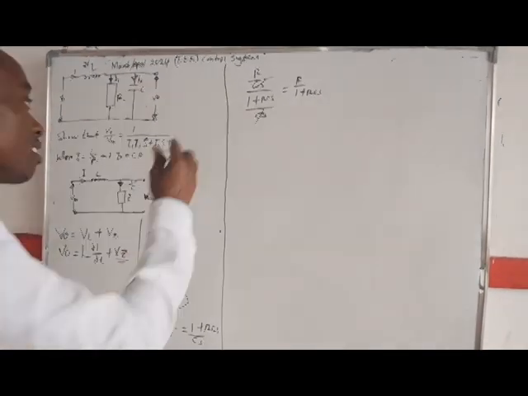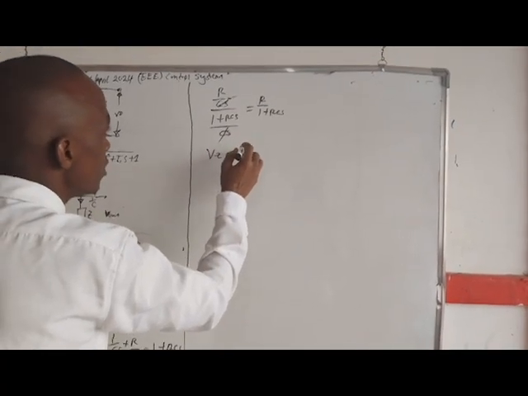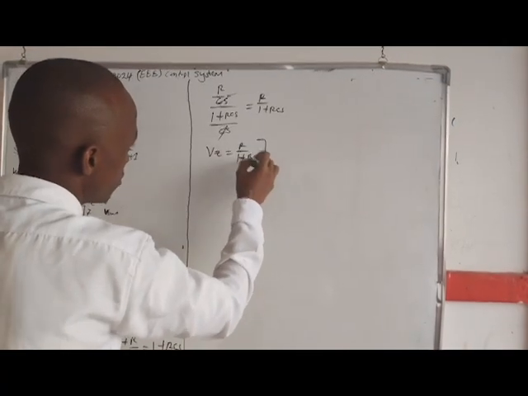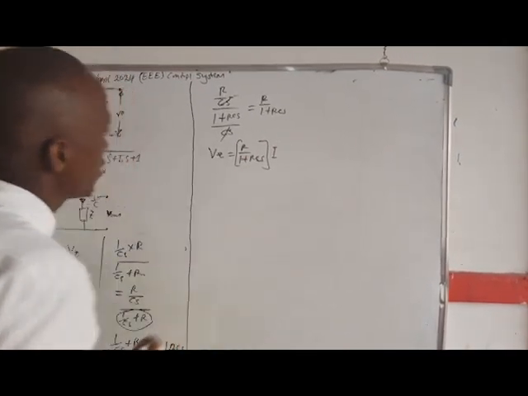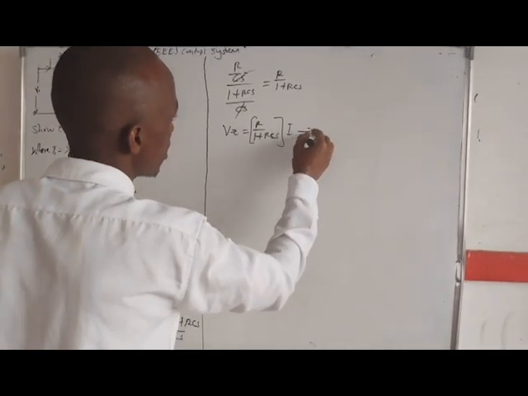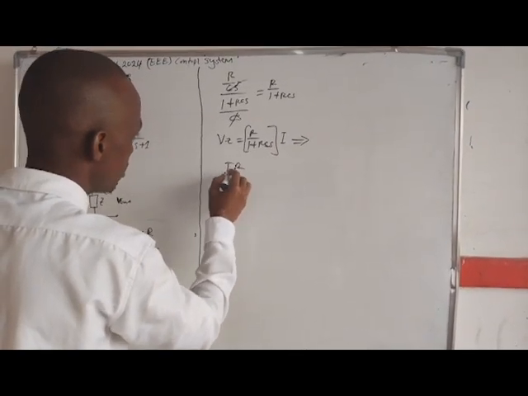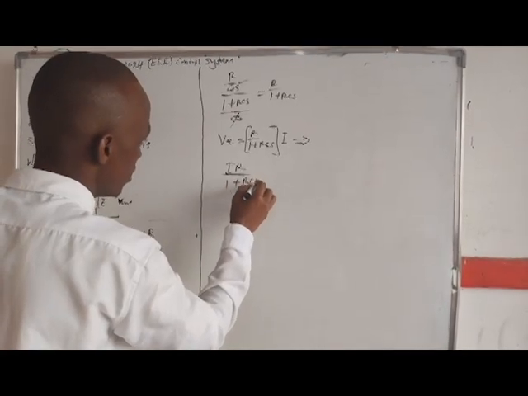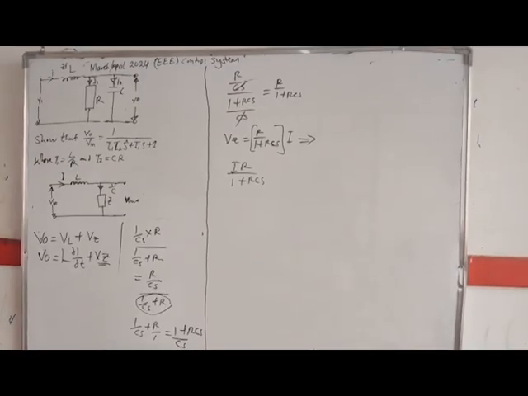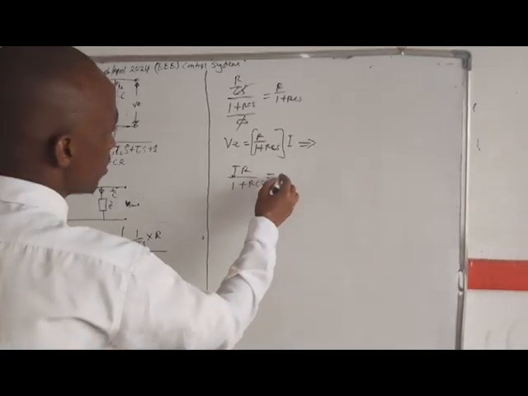Now, for us to get VZ, we take R over 1 plus RCs. This is multiplied by I, the current. Now we get I R divided by 1 plus RCs. Now this is VZ.